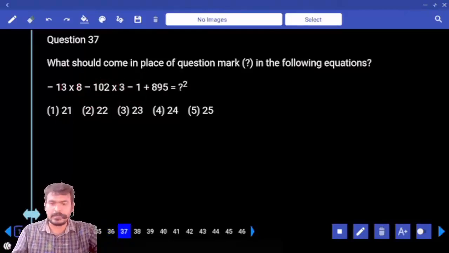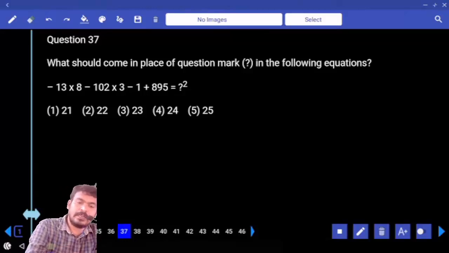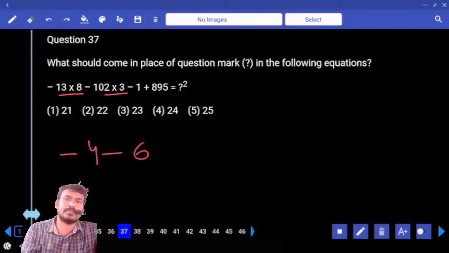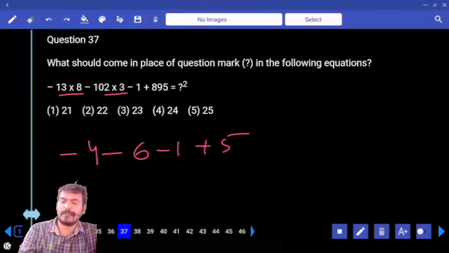Next, 37. 13 8 how much? 104, ending with 4. Minus 4 or plus 4? Minus 4. 2 into 3, 6, ending with 6. Minus 6 or plus 6? Minus 6. Minus 1 plus 5.